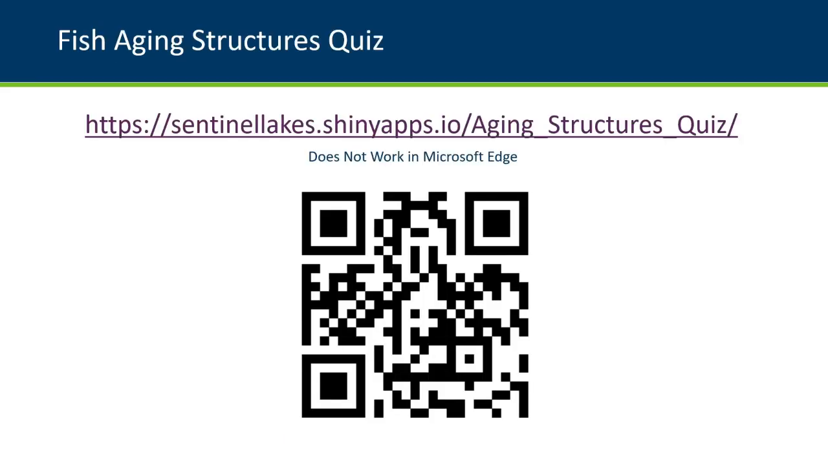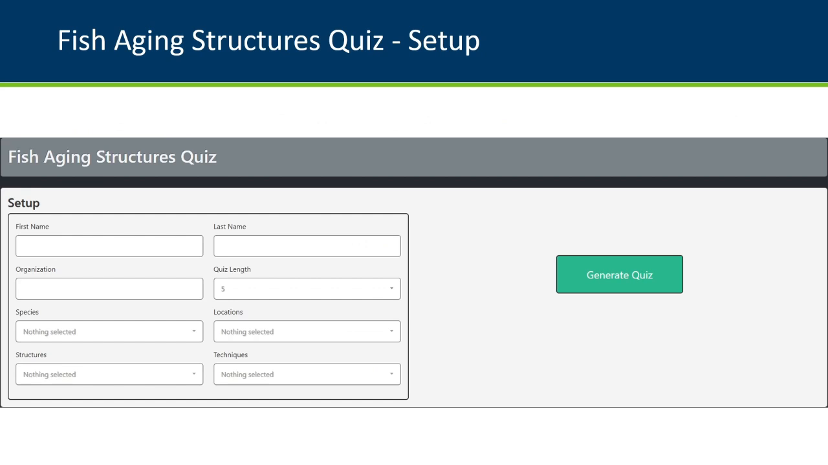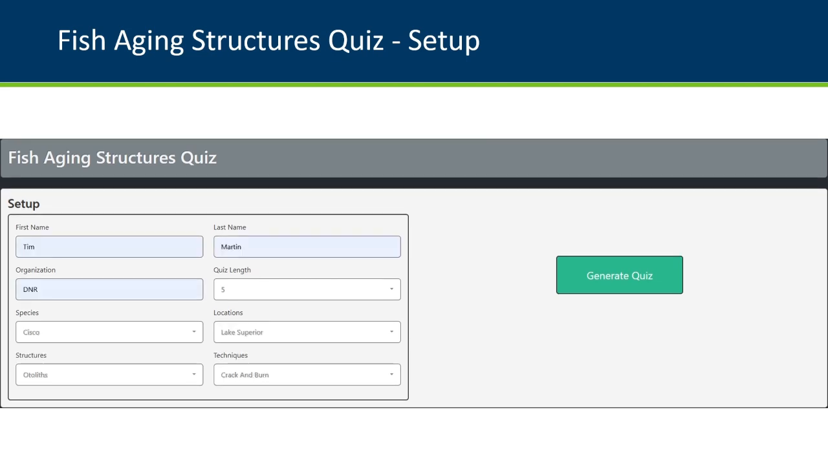Luckily, I have a backup. So this is what the front page looks like. It just has some information for you to put in about the user who's taking the quiz, the organization, and how long the quiz is. Right now, the minimum is 5 questions, which is too few for this thing, but it's good for testing. You select the species, location, structures, and techniques. We only have one option for each of those right now. Here's an example of it all filled in with that information.